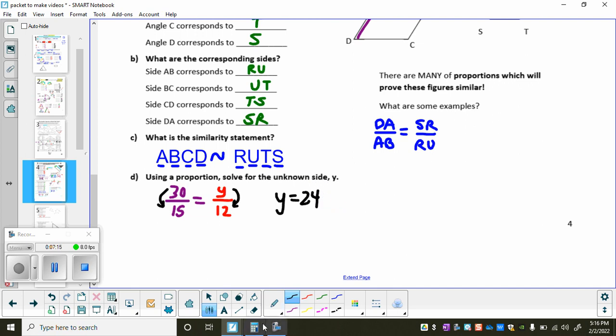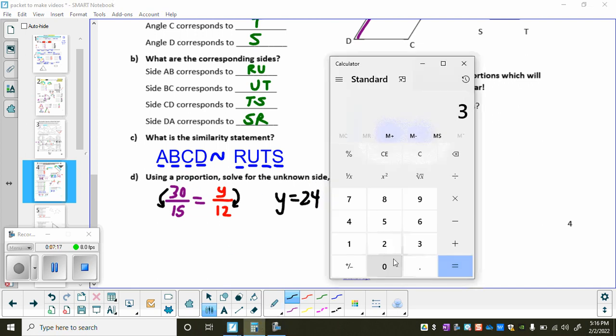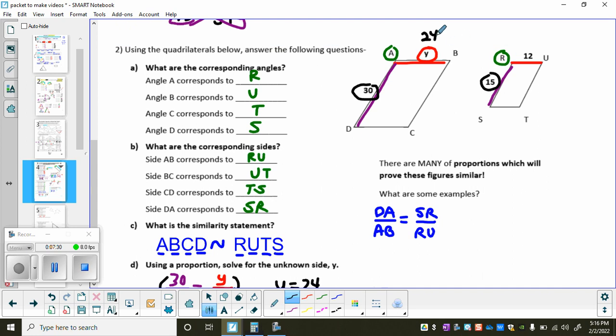Of course, you can always cross multiply. We've got a 30 times a 12. I'll just show that because I know a lot of you like to just go with one method that works every time. So that's a 360. And when I divide by the 15 here, see how I get the 24? So we know that the unknown side length here is a 24. This would be a 24 up here.